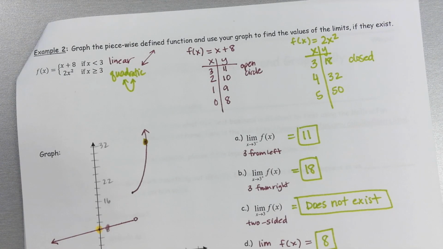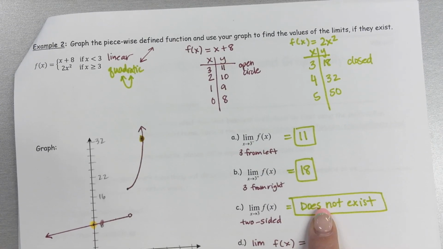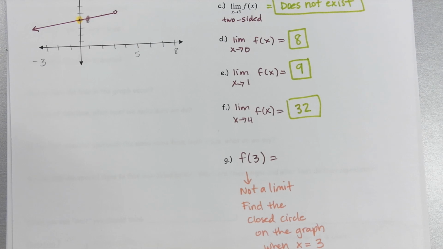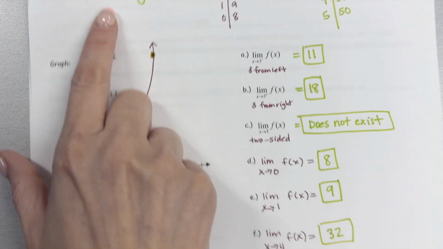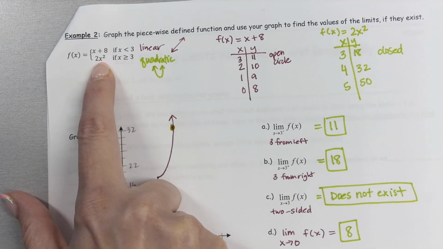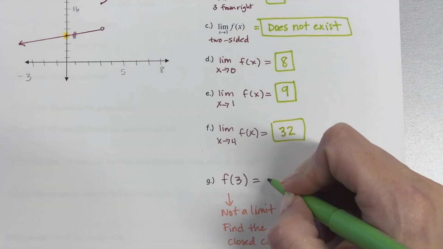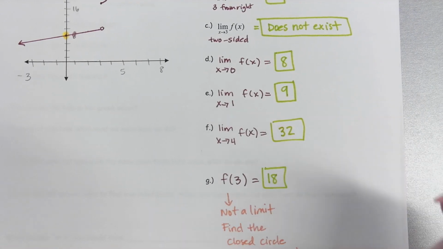If it was a limit, we already said that doesn't exist because they're going to 2 different sides. If they're asking you for f of 3, they're saying what is the output when you plug in 3? And because that follows this part of your piecewise function, your solution is 18.